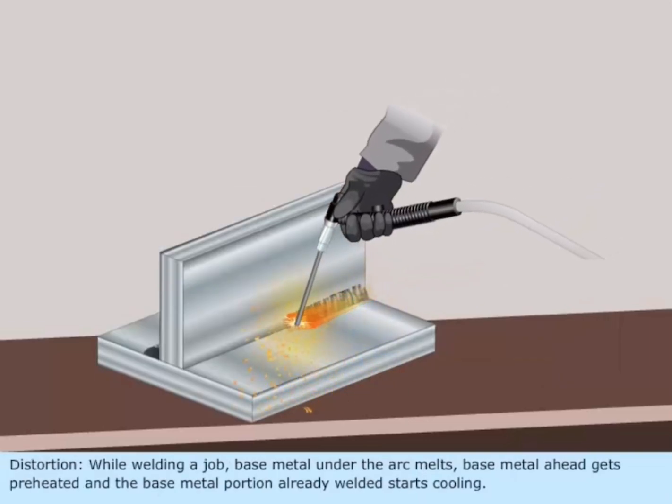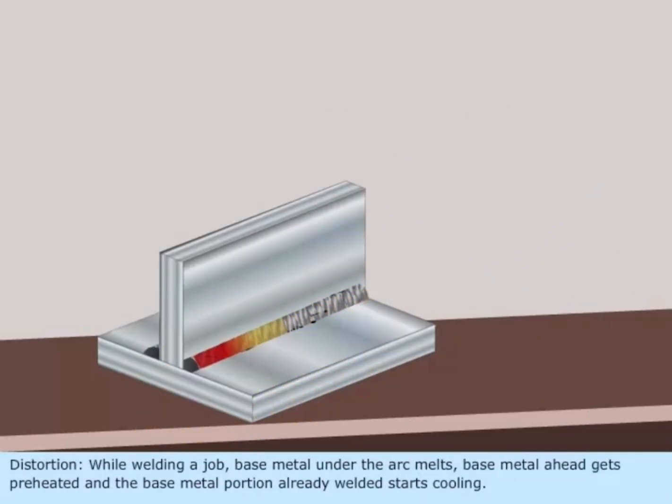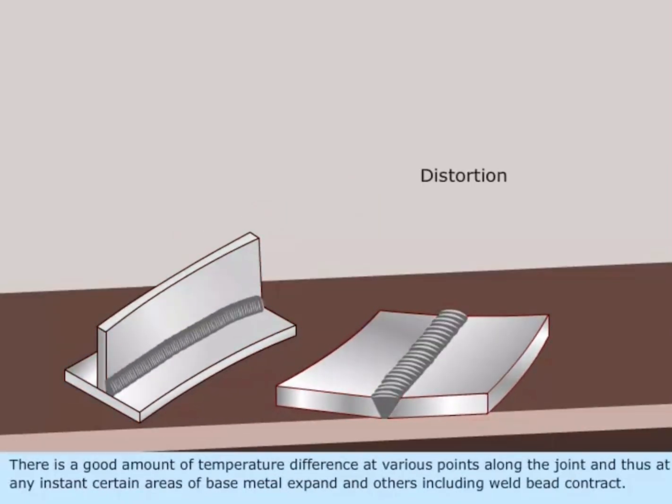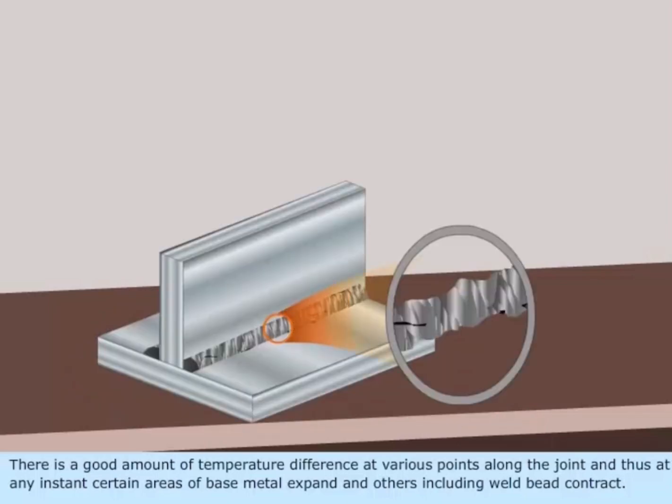Distortion. While welding a job, base metal under the arc melts, base metal ahead gets preheated, and the base metal portion already welded starts cooling. There is a good amount of temperature difference at various points along the joint, and thus at any instant, certain areas of base metal expand, and others, including weld bead, contract.